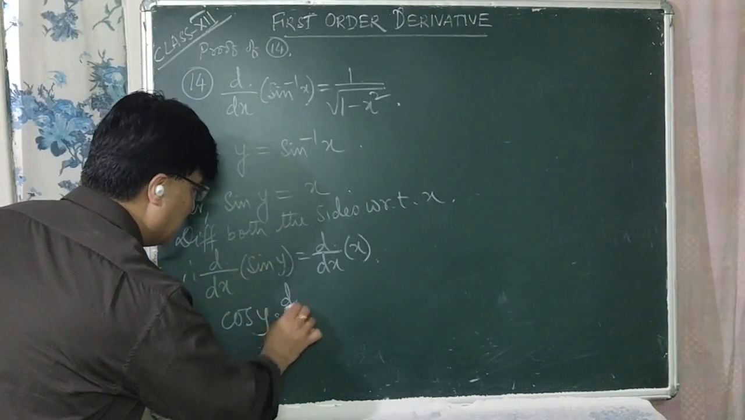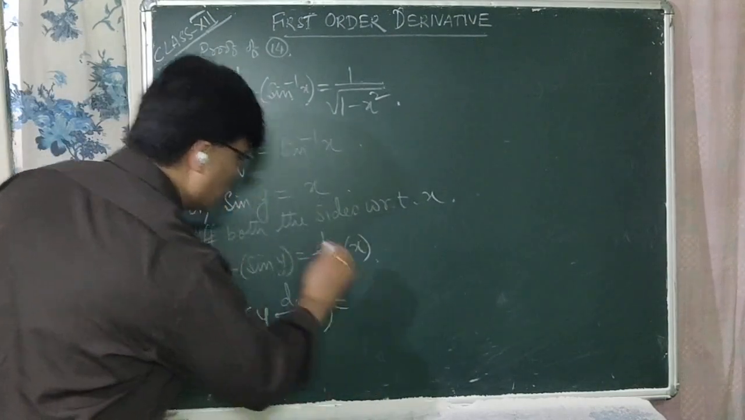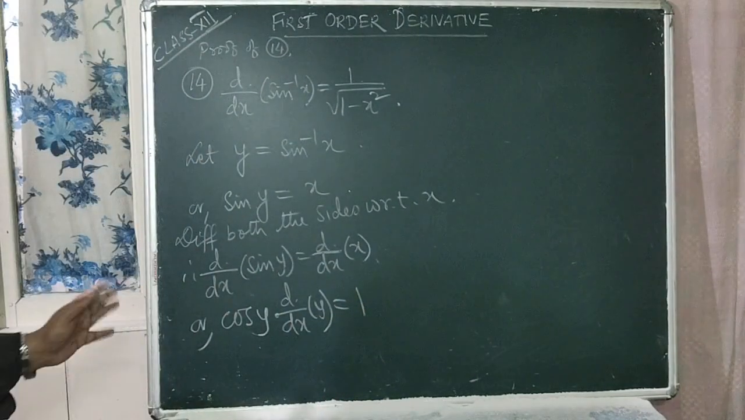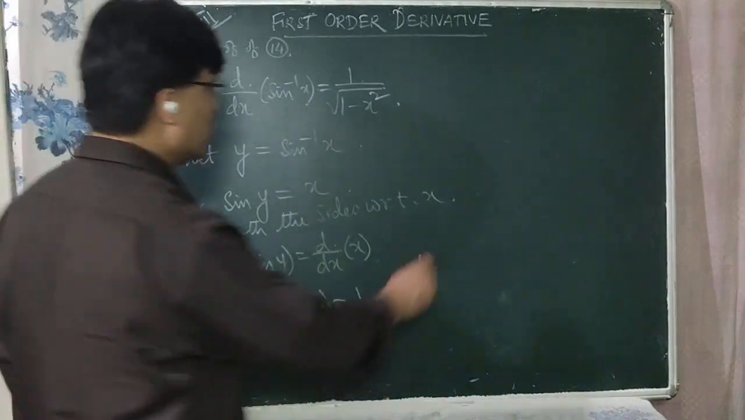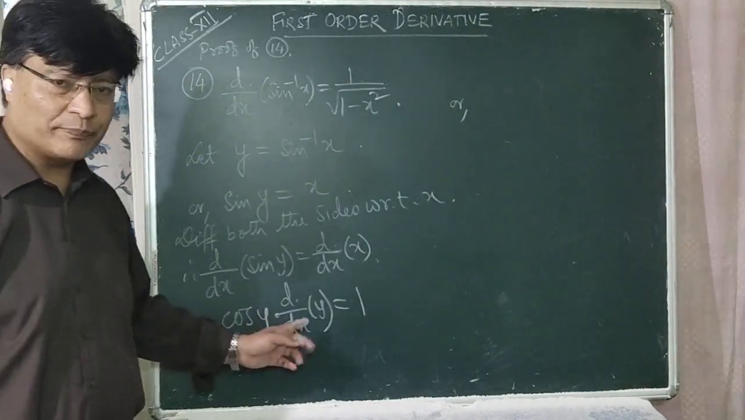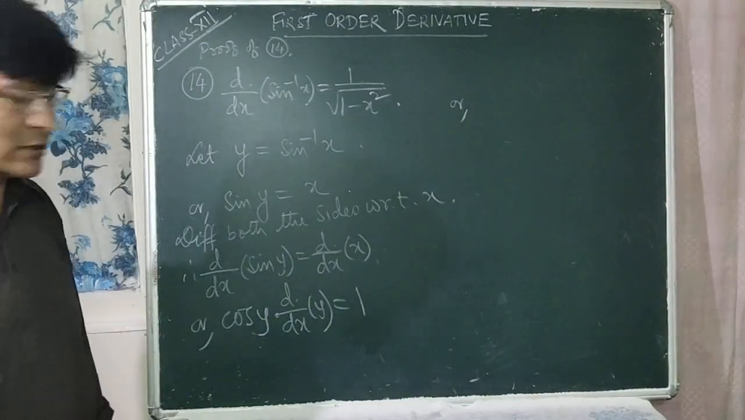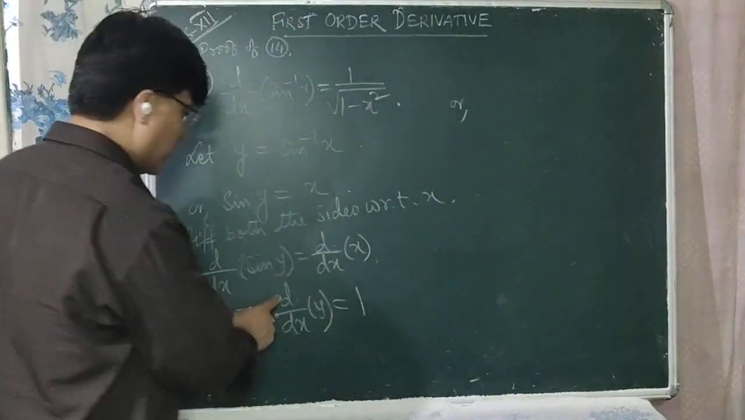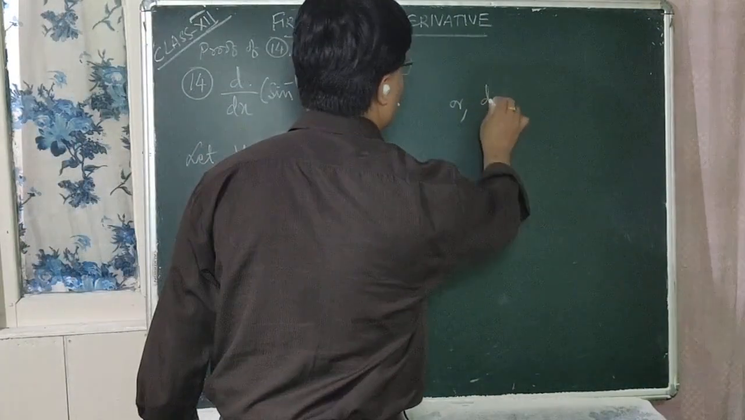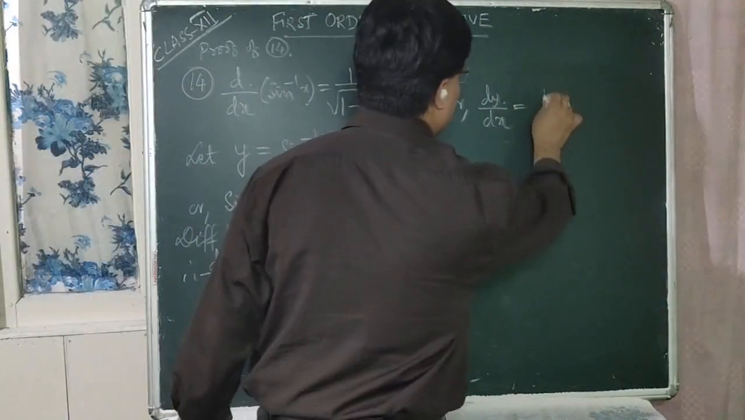That means d by dx of y. Is that clear? So which is equal to, what is d by dx of x? That is 1. So I think you have understood it. Now let us take this cos y to the right hand side. So it is cos y into, when this cos y goes to the right hand side, you should write it in the denominator. So dy by dx is equal to 1 upon cos y, right?